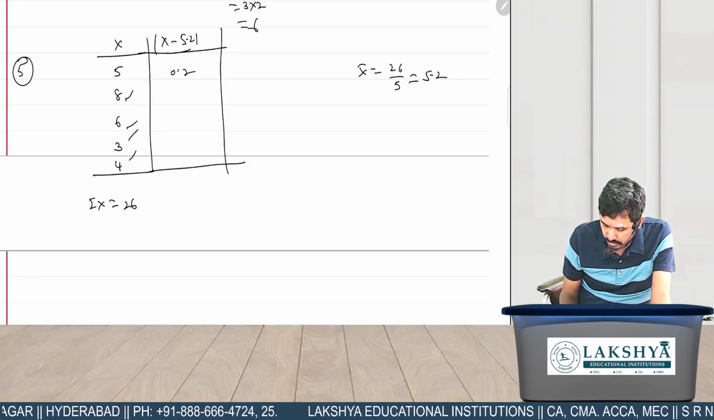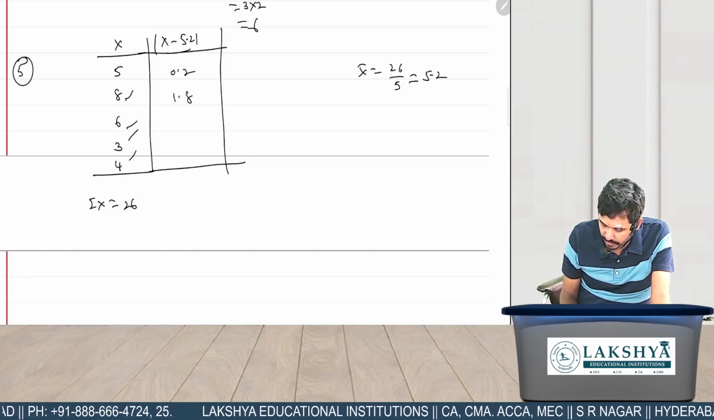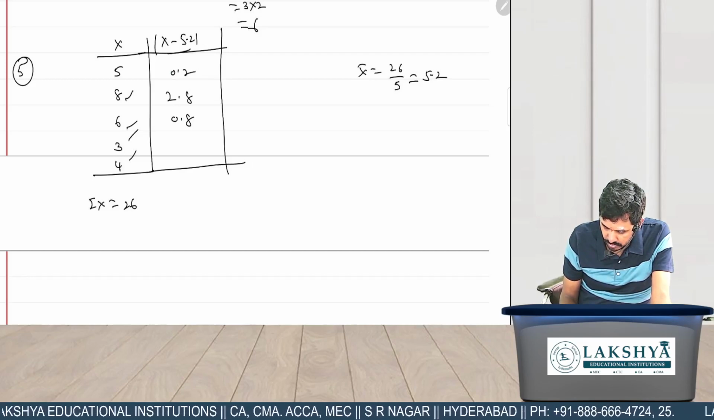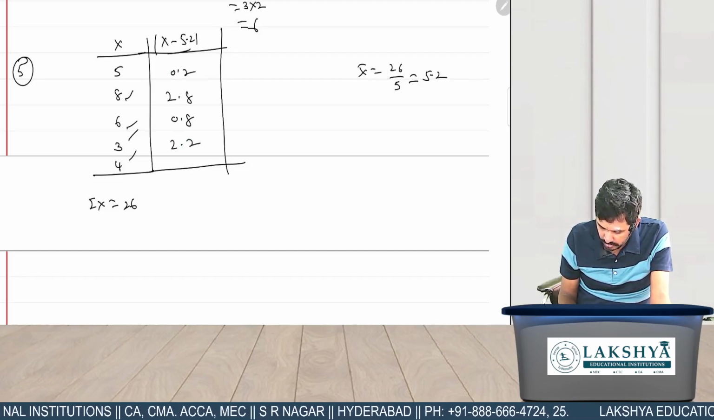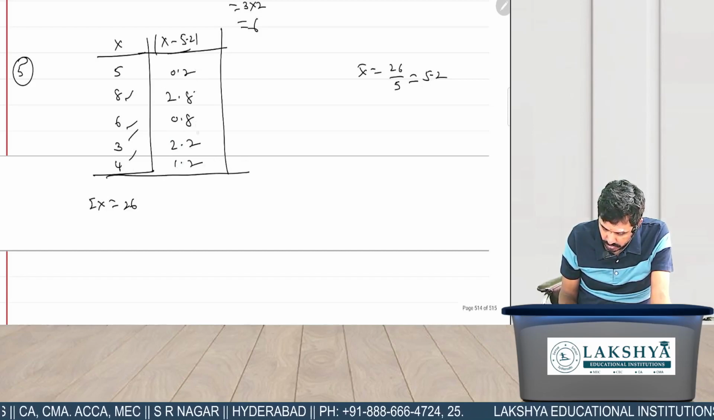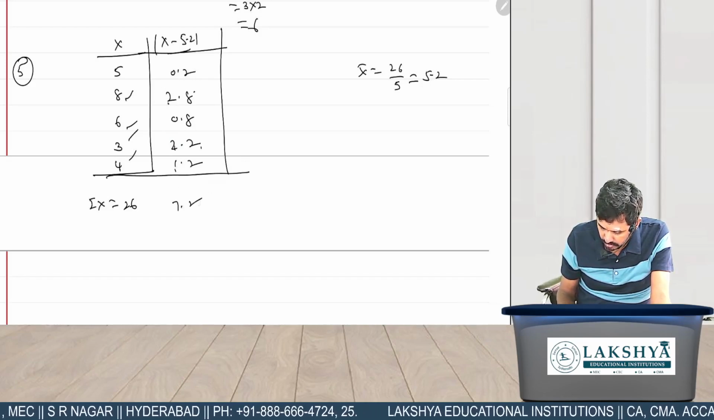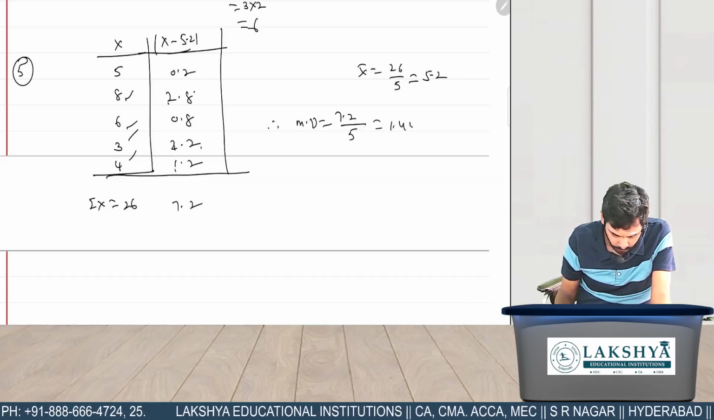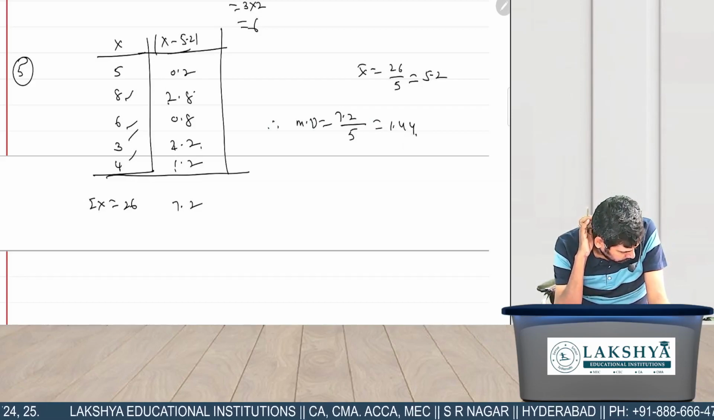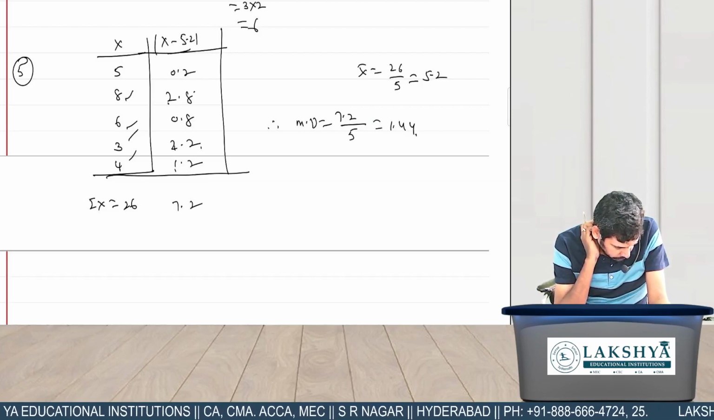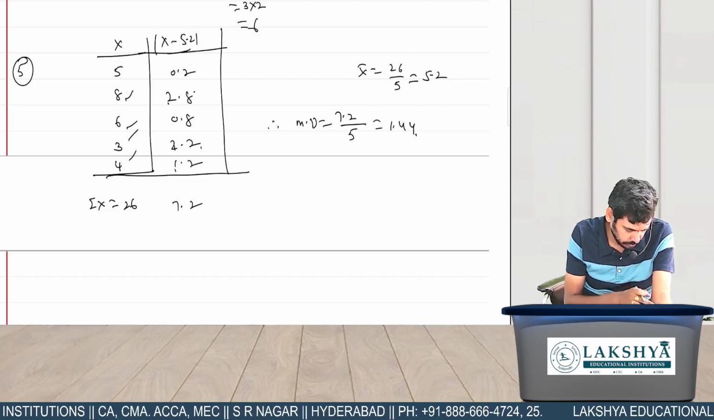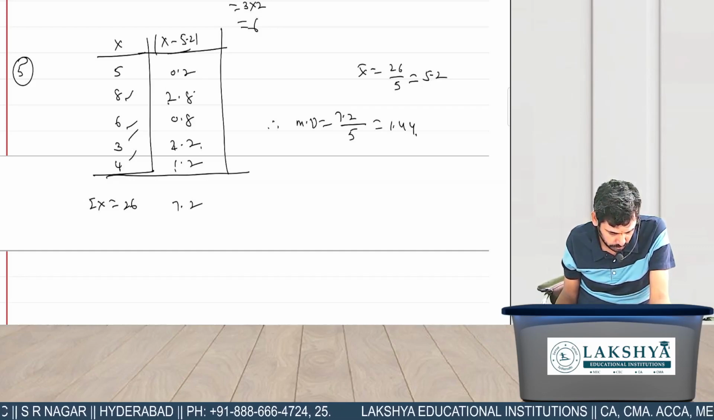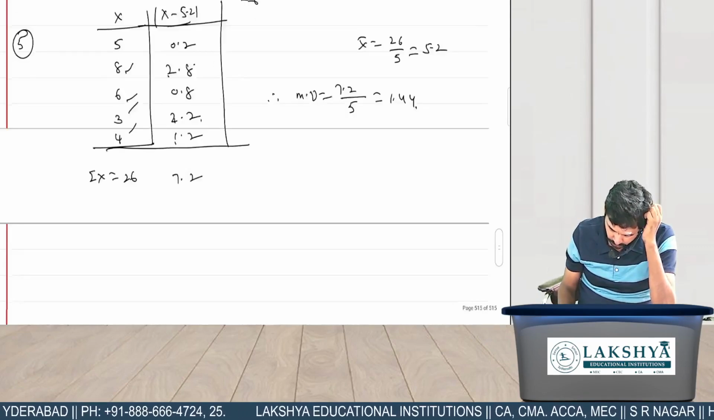5 minus 5.2, 8 minus 5.2, 6 minus 5.2, 0, 2.2. Total 1, 2, 4, 6, 8, 7.2. Therefore, mean deviation is equal to 7.2 by 6.